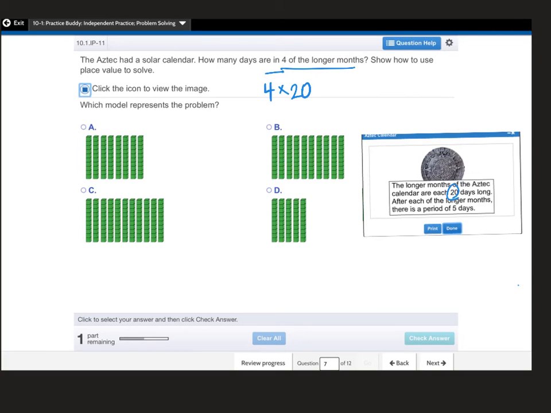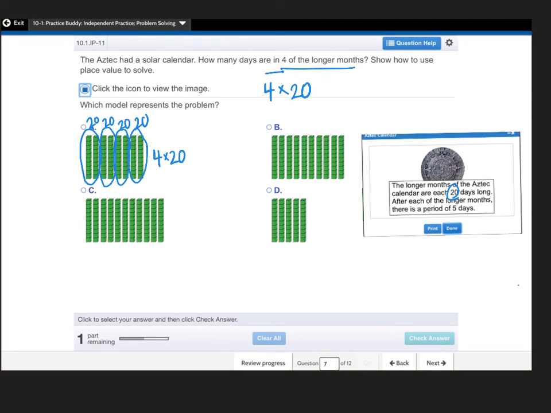Okay, so I want to find groups of 20. So here we go. I've got 10, 20. Here's one group. 10, 20. Here is another group. 10, 20. Here is another group. And 10 and 20. Here is another group. So I've got 20, 20, 20, and 20. So how many groups of 20 do I have? 1, 2, 3, 4. I have 4 groups of 20.